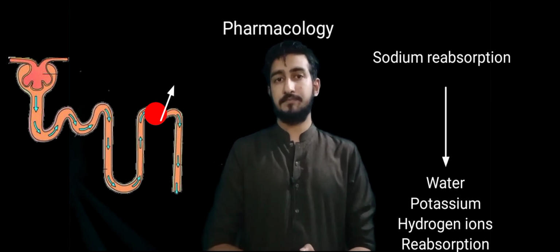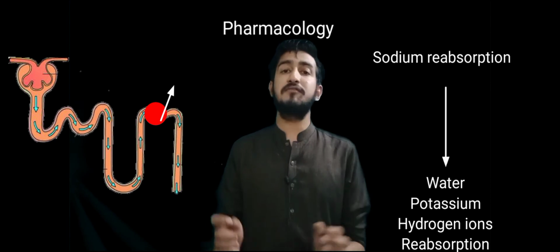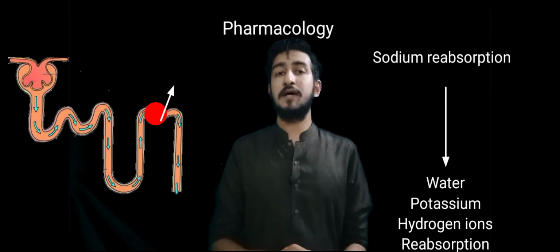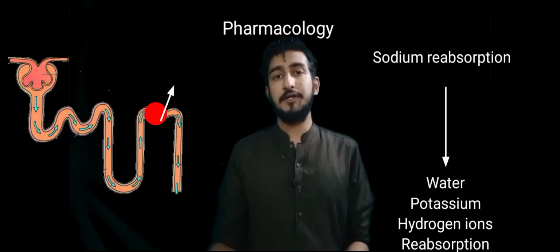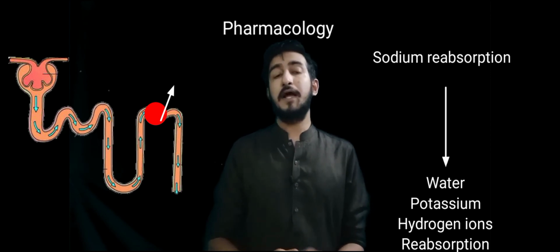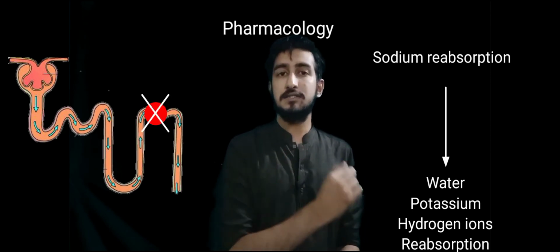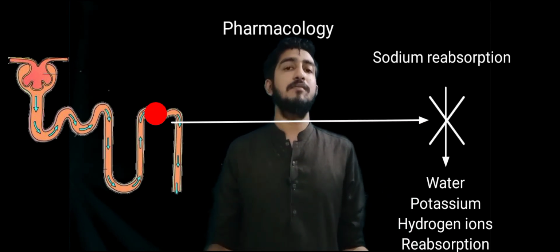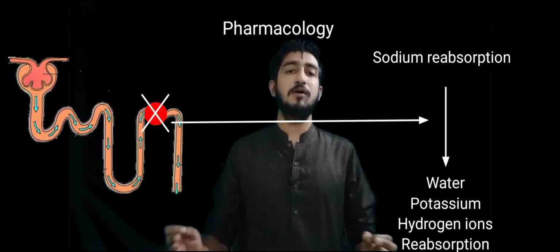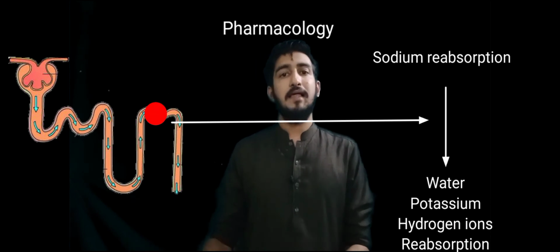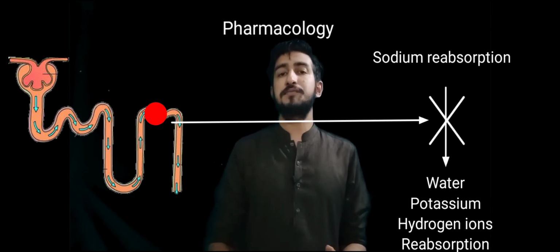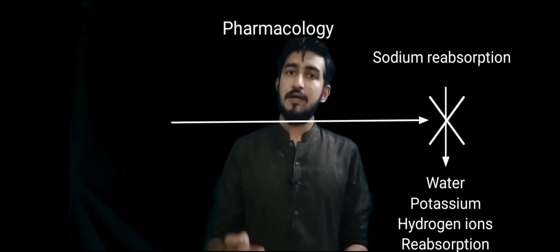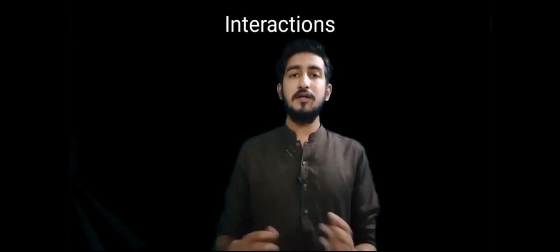So what is actually the function of hydrochlorothiazide and other thiazide diuretics? Well, it is very simple. If we block the sodium channels, the sodium carriers present in the DCT, what will happen? There will be no reabsorption of sodium whatsoever, leading to decreased reabsorption or no reabsorption of water and potassium.